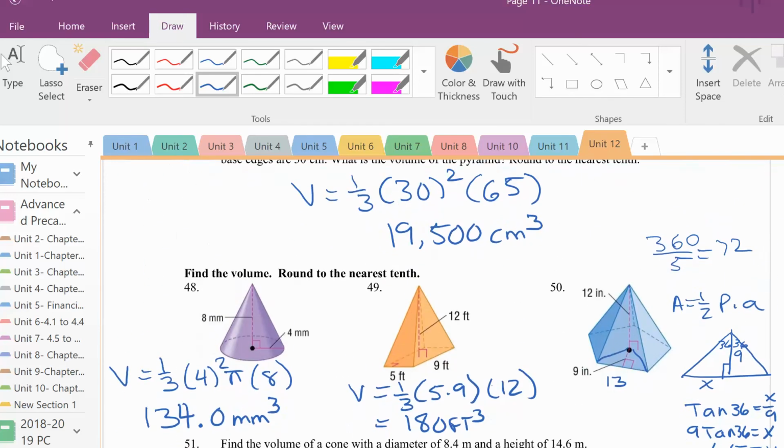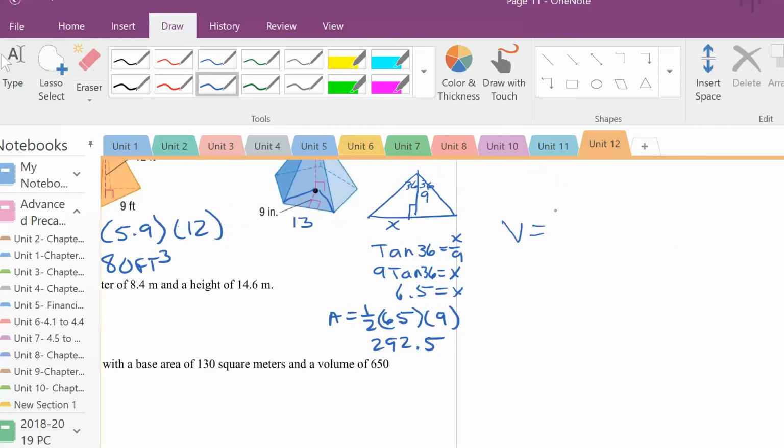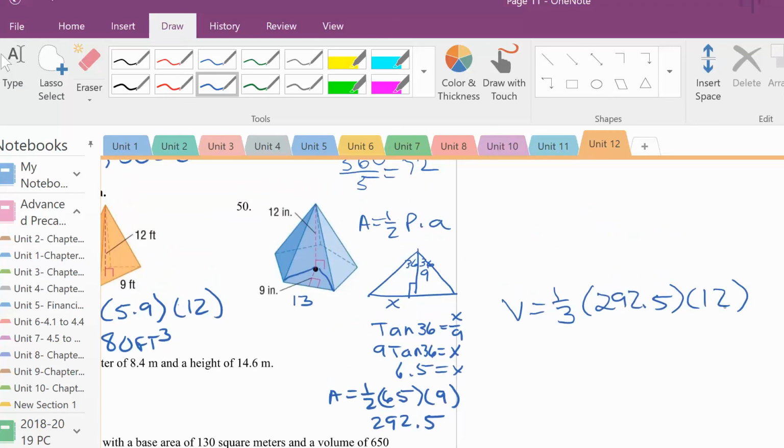Oh, we'll go out the other way, sorry. So now the volume is 1/3 292.5 times the height, which is 12. And when you multiply that out, you get 1,170 cubic inches.